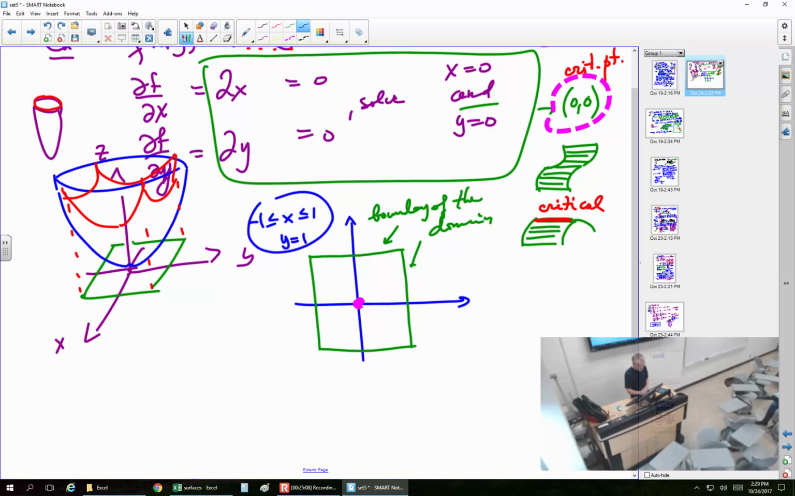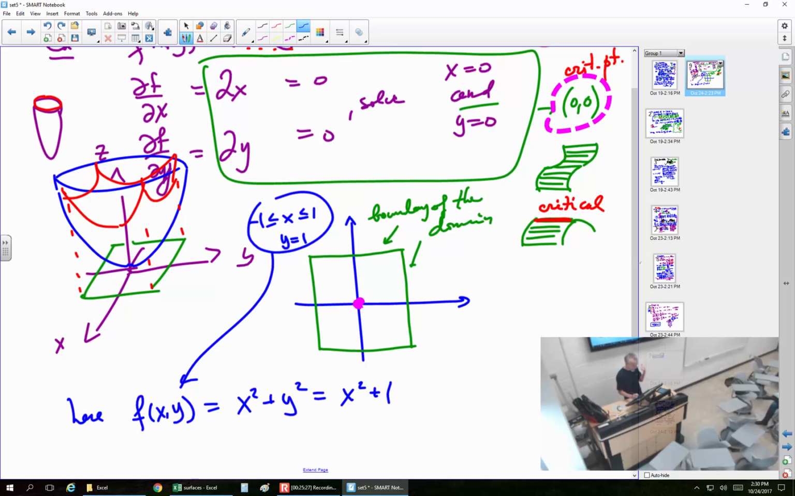We substitute this into my function. So f of x, y is equal to x squared plus y squared, and I replace y with 1. In the meantime, x runs between negative 1 and 1. So I have x squared plus 1. That is my function of one variable to be maximized.